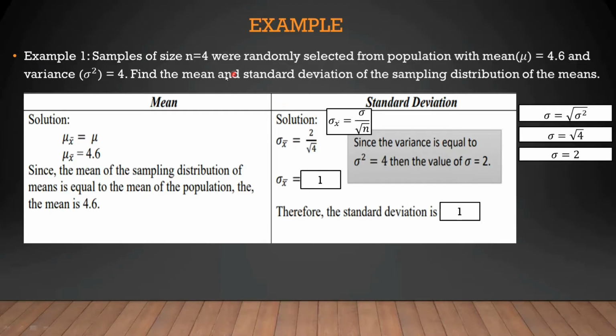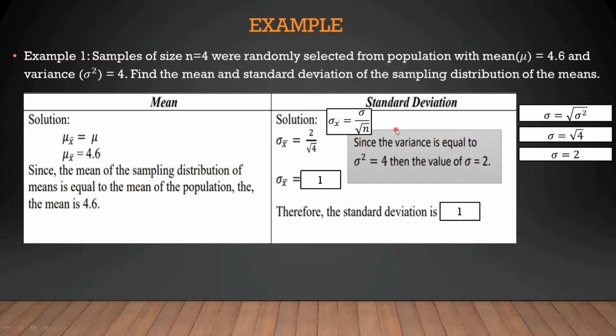So, ngayon, nahanap na natin yung mean and standard deviation ng sampling distribution natin. So, the mean of the sampling distribution is 4.6 and the standard deviation is 1. Ganito lang yung process paano kunin yung mean and standard deviation ng sampling distribution natin. So, if ang hinahanap naman natin is standard deviation, madali lang siya. Ang gagamitin natin is yung variance ng ating sampling distribution.